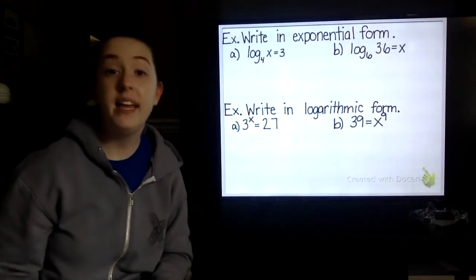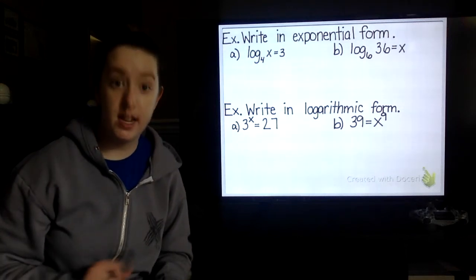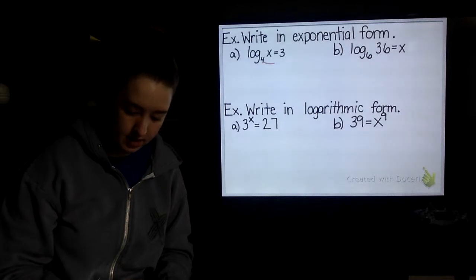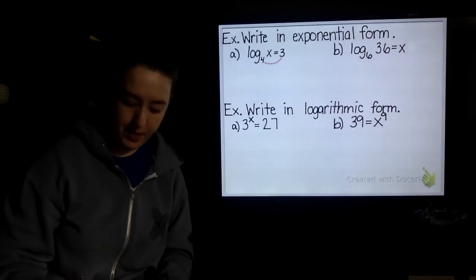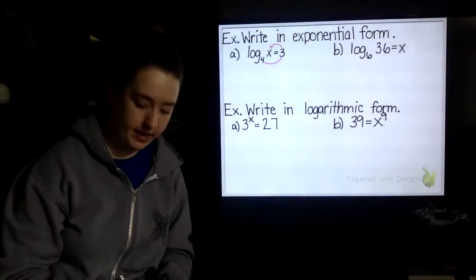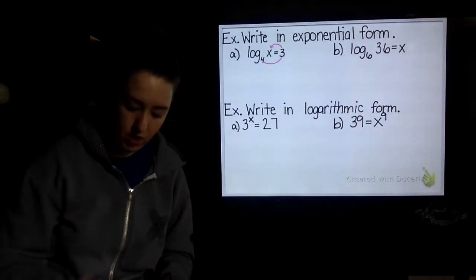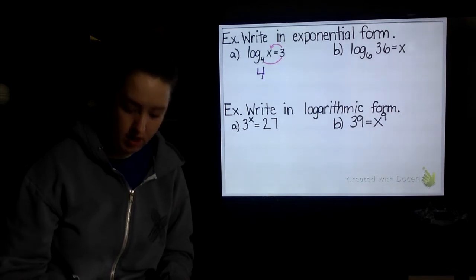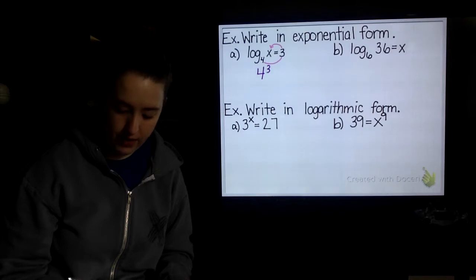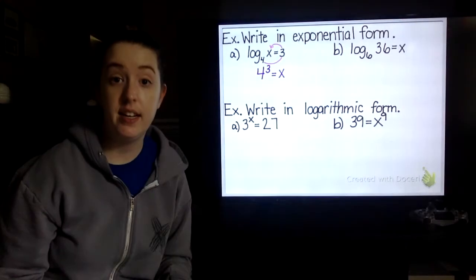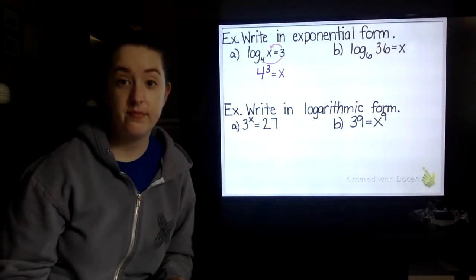So when we have log base 4 of x equals 3, 4 is my base. I come around, pick up 3 for my exponent, and then it will be equal to x. So 4 was my base, we came around and picked up 3 for our exponent, and then it's equal to x. That's how we would write that equation in exponential form.